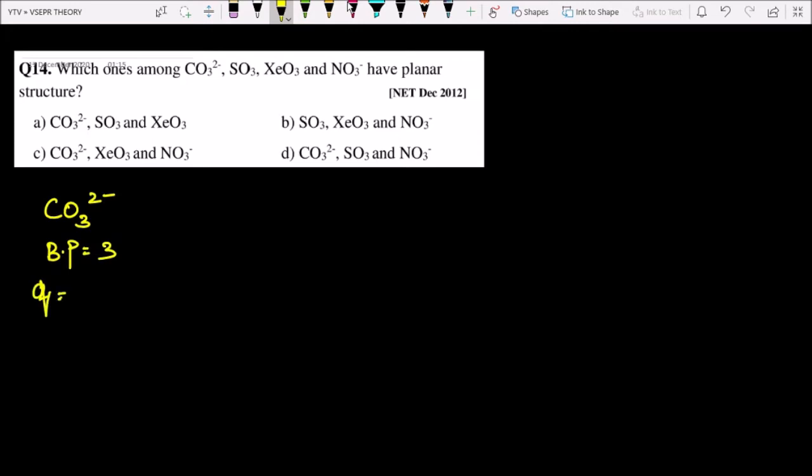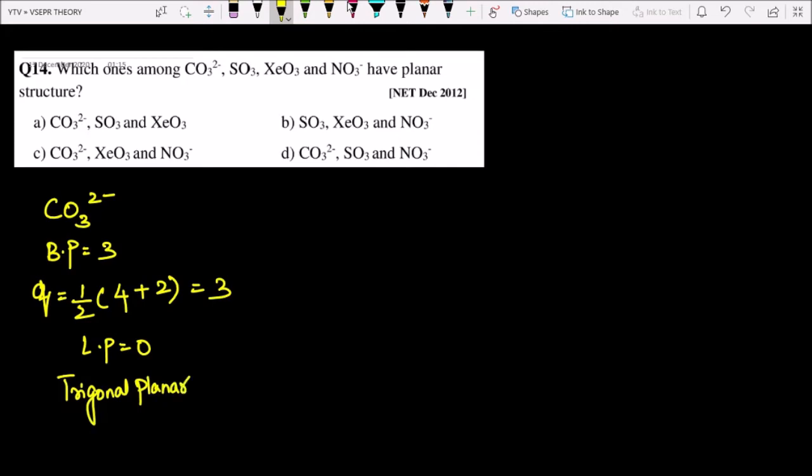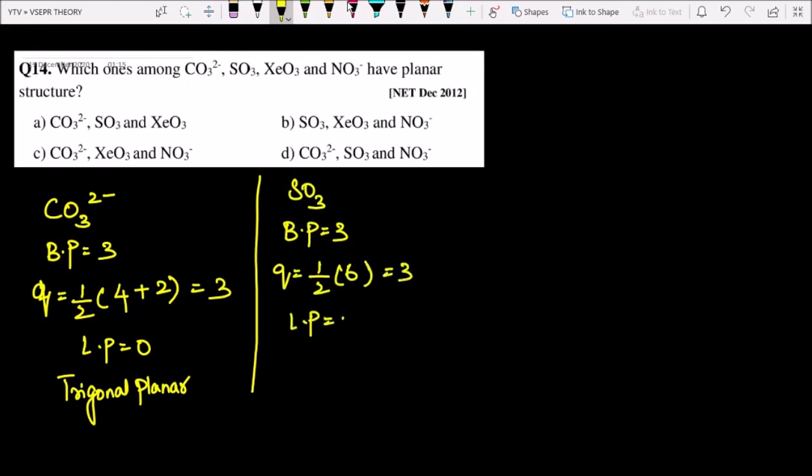How? The quotient value, find out: half into valence electron of central atom carbon, which is 4, plus there is a charge of minus 2, so you add plus 2. So it's going to be 3. Therefore the lone pair is going to be 0. If it is 3 0, it's going to be trigonal planar. So this is trigonal planar. Let's move to the second one. The second one is SO3. In case of SO3 again, bond pair is 3. What is the quotient? Half into 6, that's also 3. Again the lone pair is going to be 0. So again it's going to be trigonal planar.